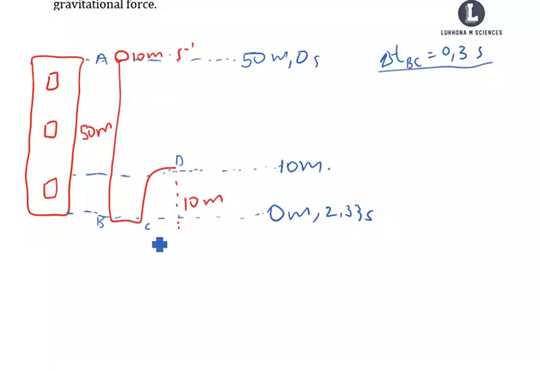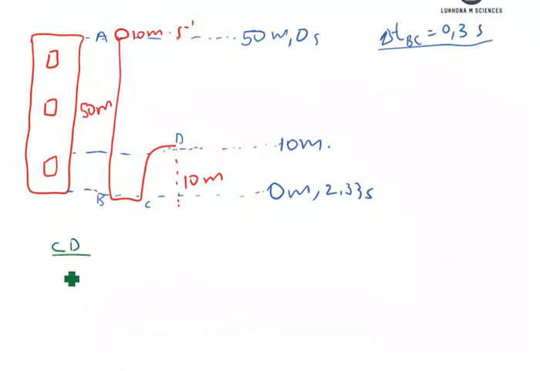Okay, let's collect the data in path CD, where we want to know the time at D. Remember this time is for B. Let me write it now. Then we need the time for C. The time for C is 2.33 plus 0.3, which is equal to 2.63 seconds. Now we are looking for the time at D.